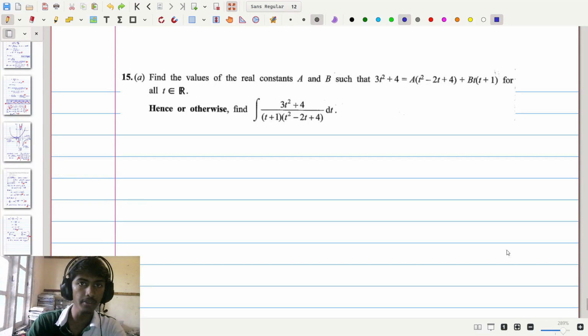2024 A-Level Combined Mathematics Paper 1, Part B, question number 15, Part A. Parts B and C of the same question will be discussed in future videos, links in the top right. Part A of this question has to do with integration and partial fraction decomposition.